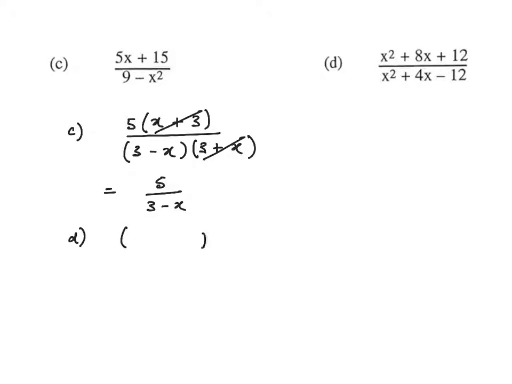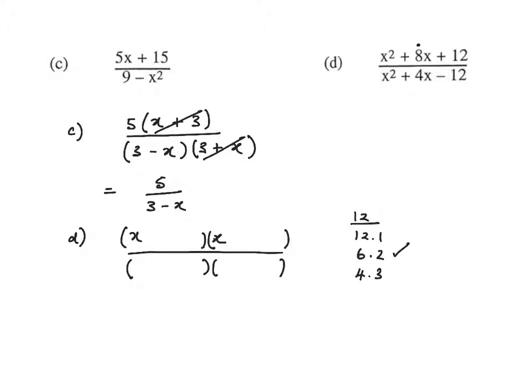Part D, so we've got a trinomial on top and a trinomial on the bottom. X and x, factors of 12 are 1 and 12, 6 and 2, and 4 and 3. We want to be able to get an 8, so we're going to use the 6 and 2. So 6 and 2, signs are the same and they're both positive.